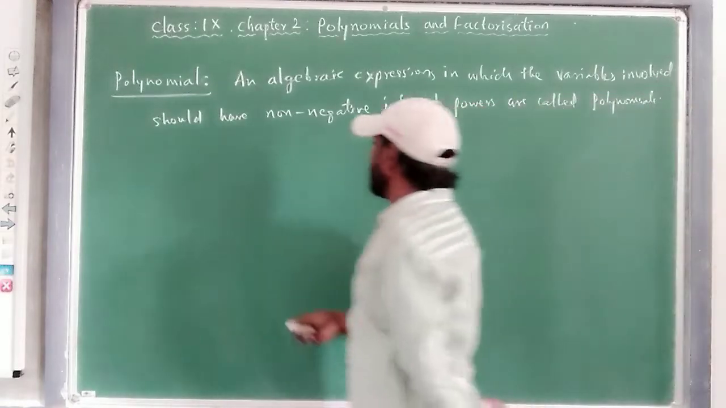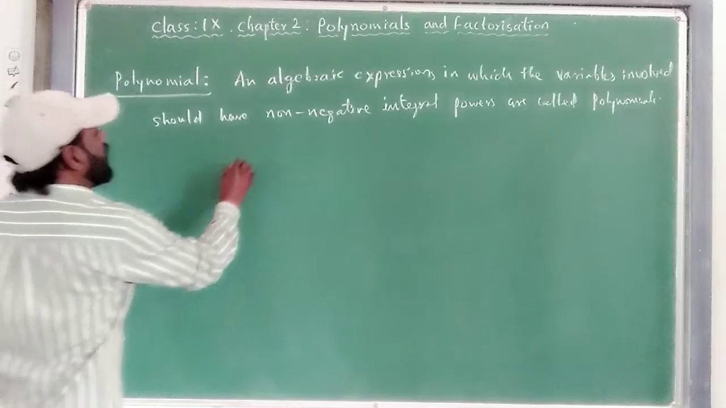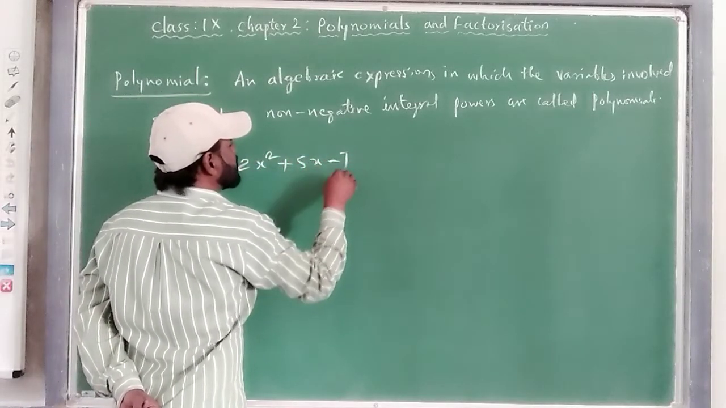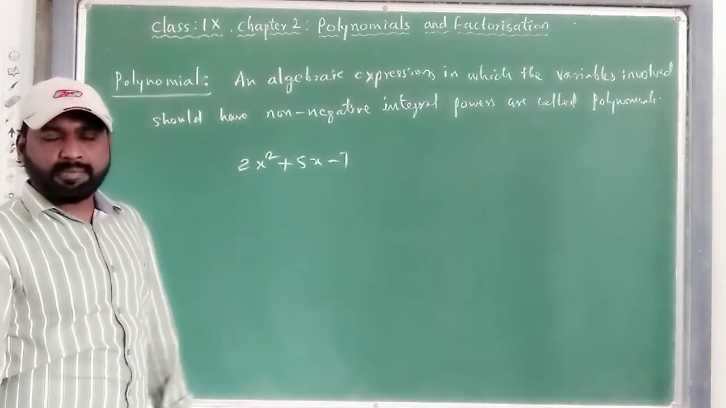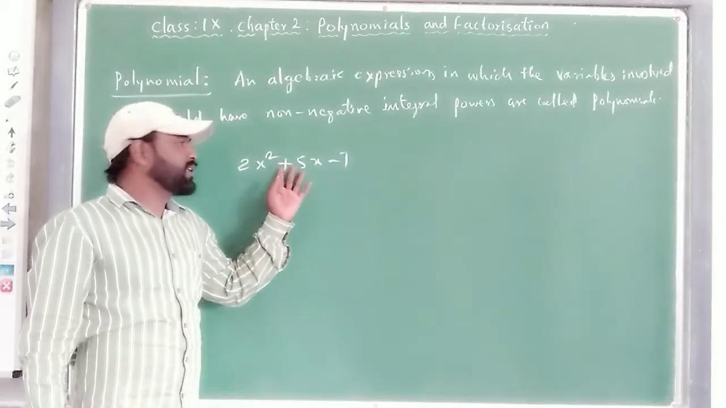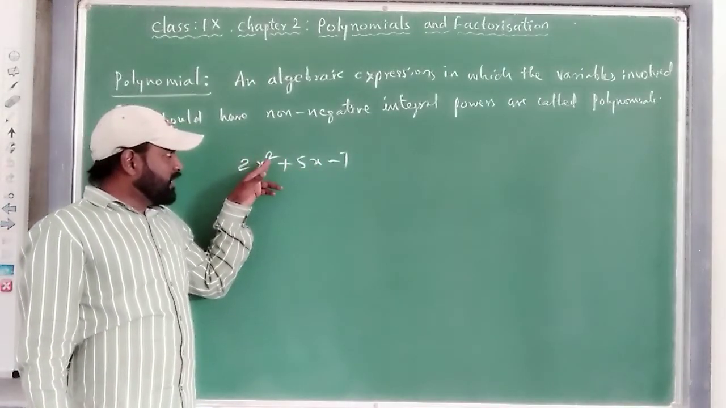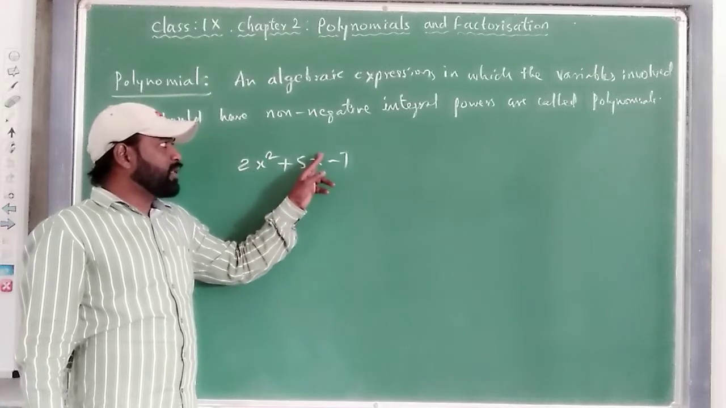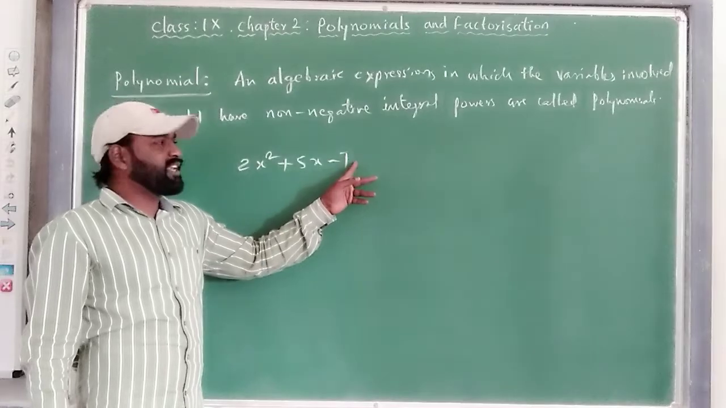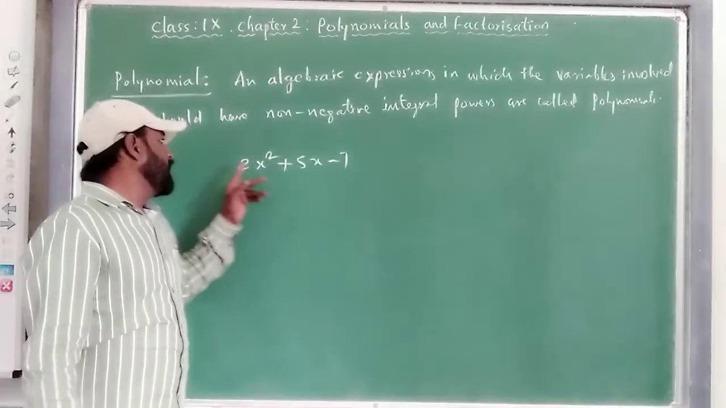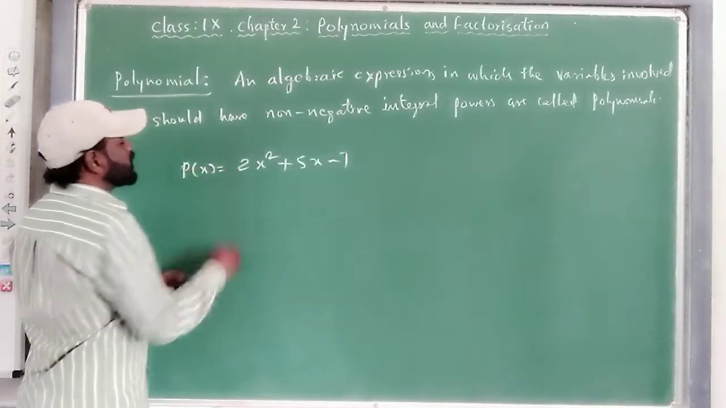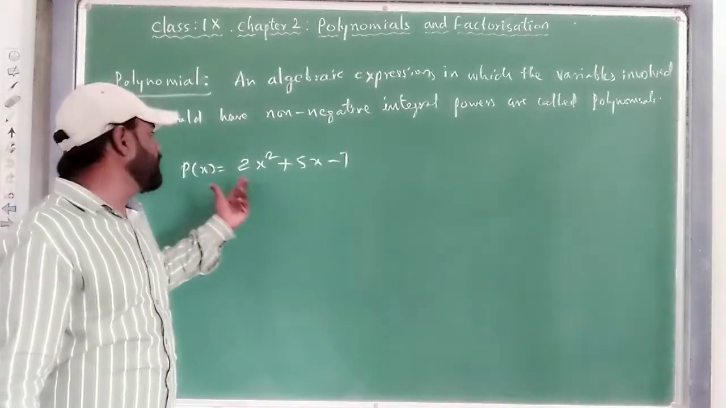For example, let us take the algebraic expression 2x square plus 5x minus 7. It's an algebraic expression. The variable involved is x. The exponent of the x here is 2. The exponent of the x here is 1. Here the exponent of the x is 0, that is why the variable is not there. It's a constant term. This is a polynomial in x, so we can denote it as p of x. It's a polynomial in variable x.